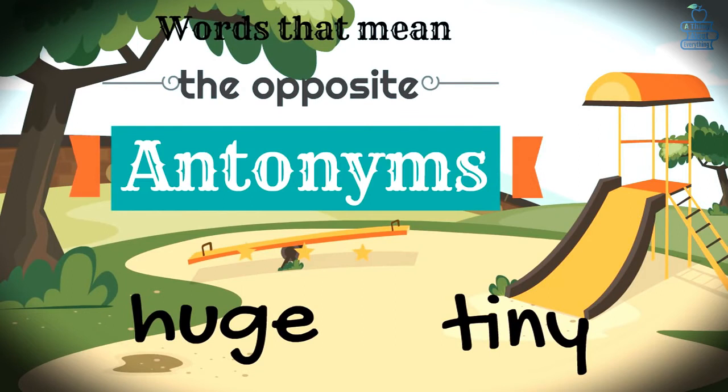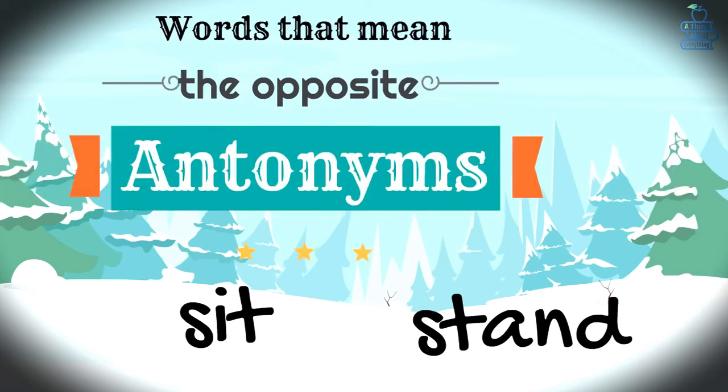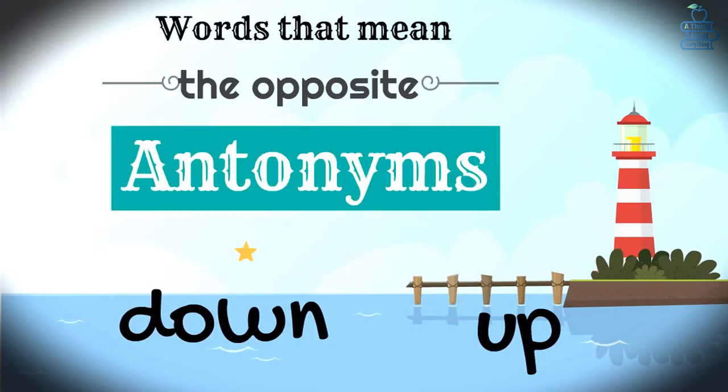Look at these. Huge and tiny. Huge is really, really big, and tiny is really, really small. They mean the opposite thing, so they are antonyms. Here are more antonyms, words that mean the opposite thing. Sit and stand. Those are completely different. They're the opposite. Sit and stand are antonyms. Antonyms are words that mean the opposite thing, like down and up. Down and up are, antonyms. So thank you for watching.